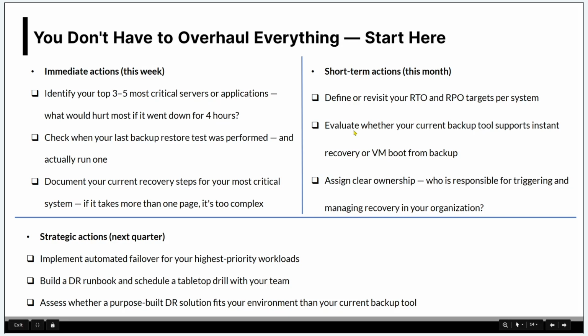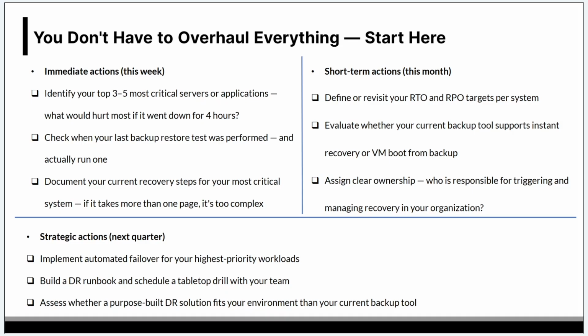Okay, that is one. Next, within the quarter, the next 3 months, strategic actions. Try to go with automated failover for your highest priority workloads. Build a DR runbook. All these one-page documents should be built in with a strategy plan. It is a DR runbook that everyone should have in your IT team, so that they are educated with it, and whatever they need to check, they just go check it immediately. A tabletop drill has to be done with your team.